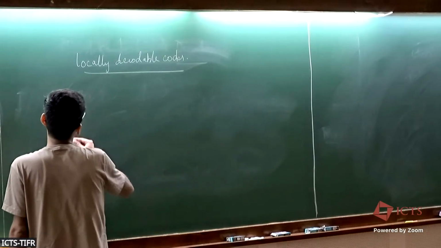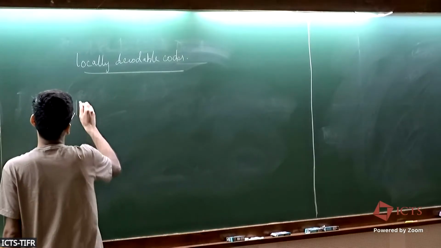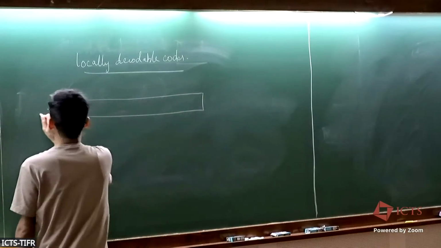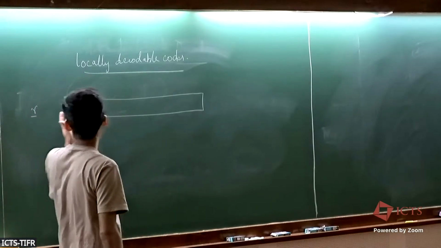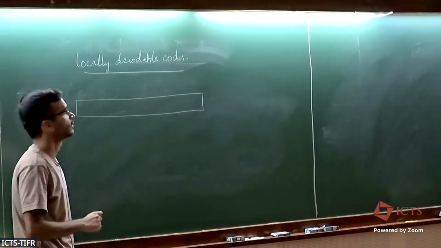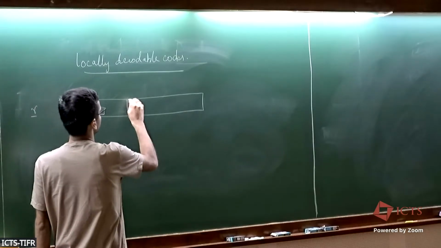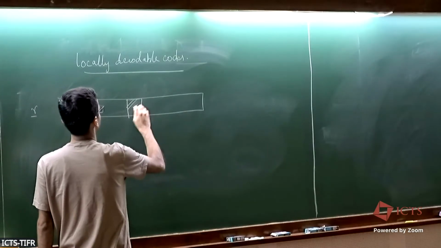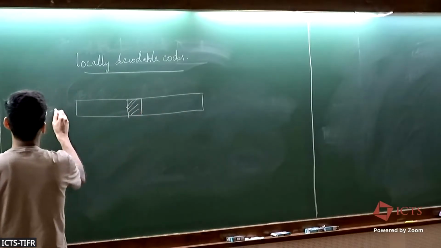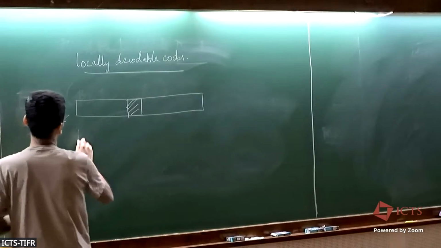The setting of local decoding is the following. Again, we are going to be given a received word. And this time, I'm not interested in finding the closest code word. I don't want all of it. All I want is a particular coordinate of the code word, an arbitrary coordinate of the code word. So suppose this is the received word, and suppose the closest code word was C.